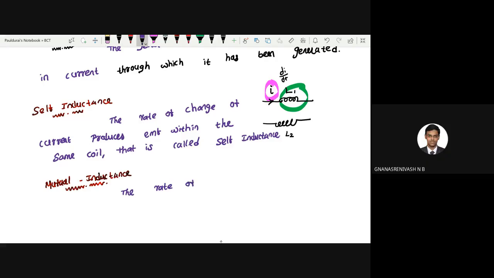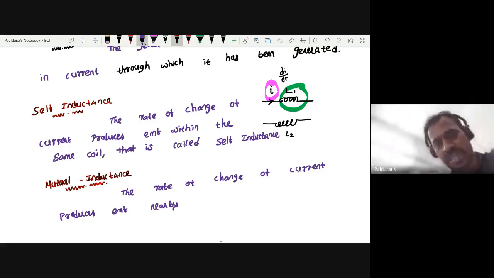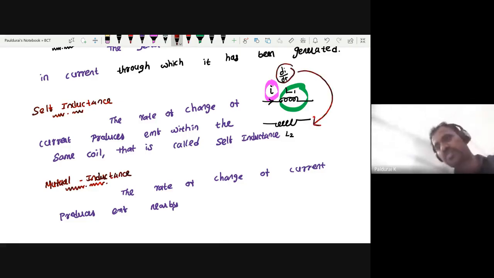The rate of change of current produces EMF in the neighboring coil. Now this rate of change of current produces EMF in L2. In simple words, it produces EMF in nearby coils.